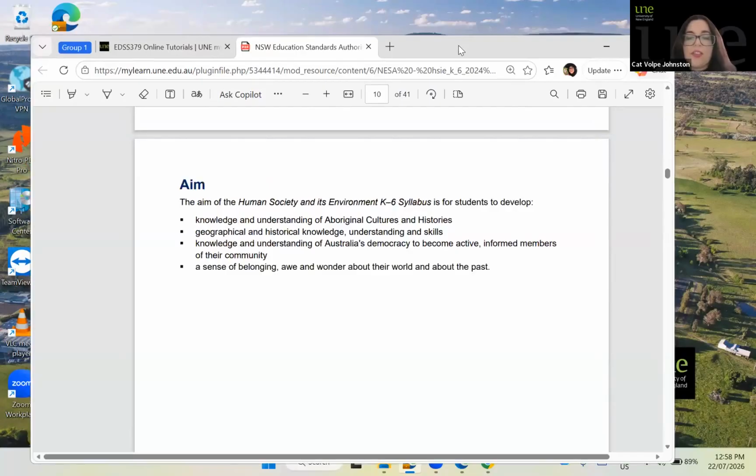And here's a new element to the syllabus as well, sort of. I mean, it was there in the previous syllabuses, but maybe not so apparent. Knowledge and understanding of Australia's democracy to become active and informed members of their community. A sense of belonging, awe, and wonder about their world in the past, words that have been taken from the 2012 and 2015 syllabuses. So a lot of synergies there between the previous syllabuses and this one here, and some new elements as well. The democracy focus, even though it was sort of there in the content, and definitely the Aboriginal cultures and histories.